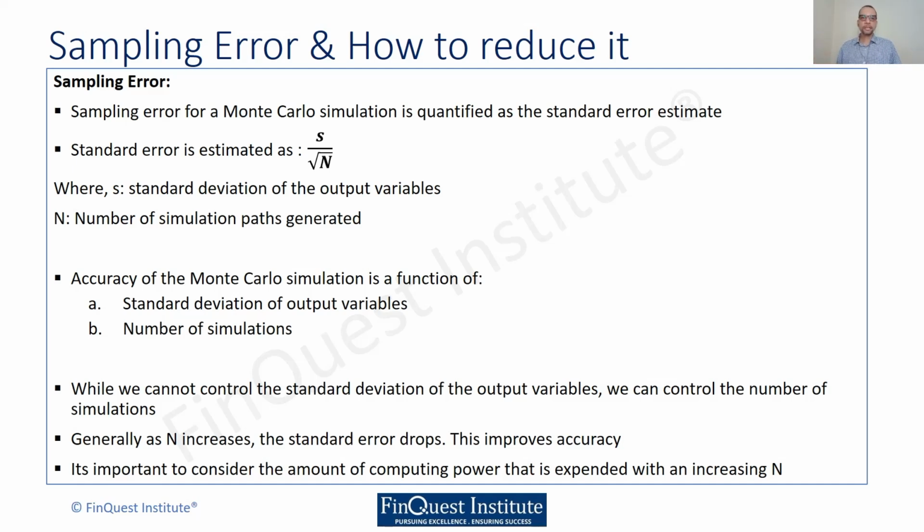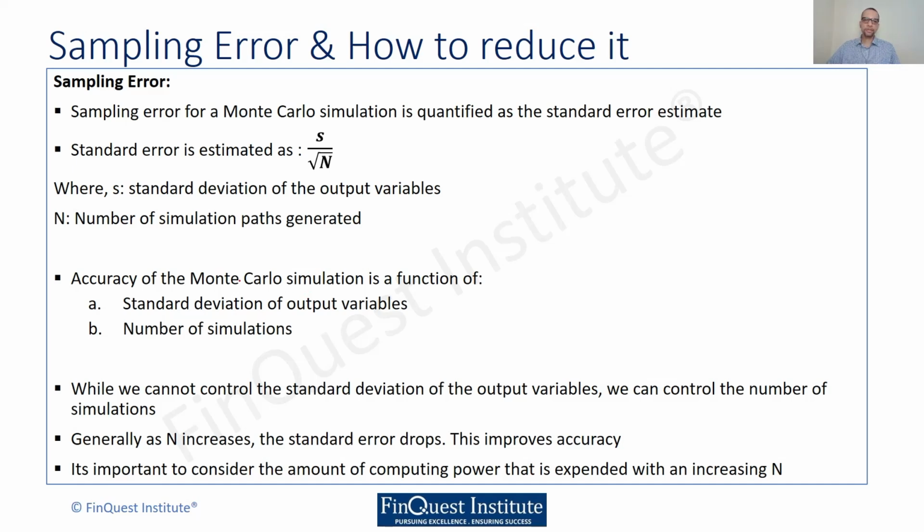So it is because of this reason that keeping track of sampling error becomes important, because we want to rely on a model which is accurate enough. And sampling error helps us understand what is the accuracy of the model, or maybe what's the standard error of our estimate. Now, the standard error of estimate is given by the simple formula S upon square root of n, where S is the standard deviation of our final output variable and n is the number of simulation paths.